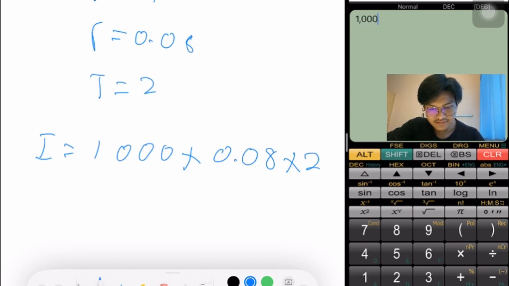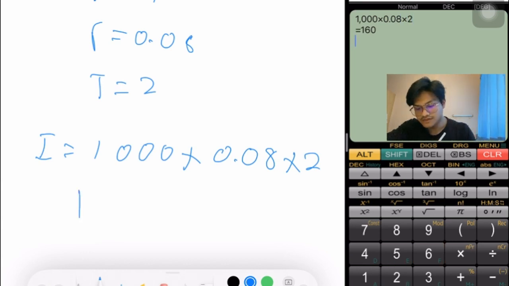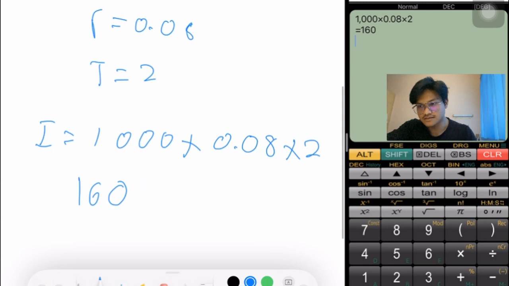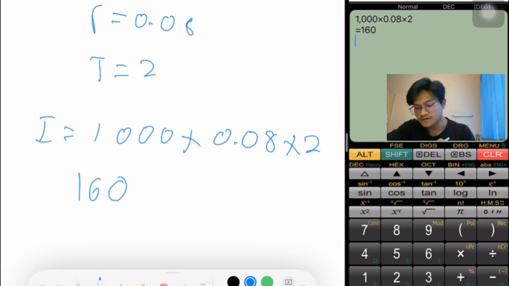1,000 times 0.08 times 2. So the answer is 160. So 160 is the interest that you have earned for the 2 year period. So 1,000 and 160 is what you get from the investment. So that's all for me, and we will continue with the second presenter.